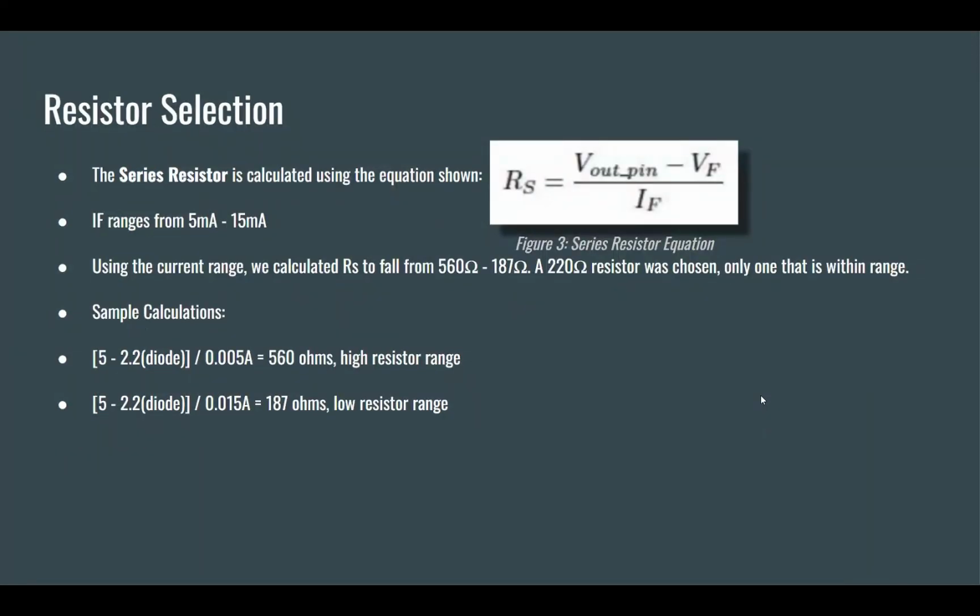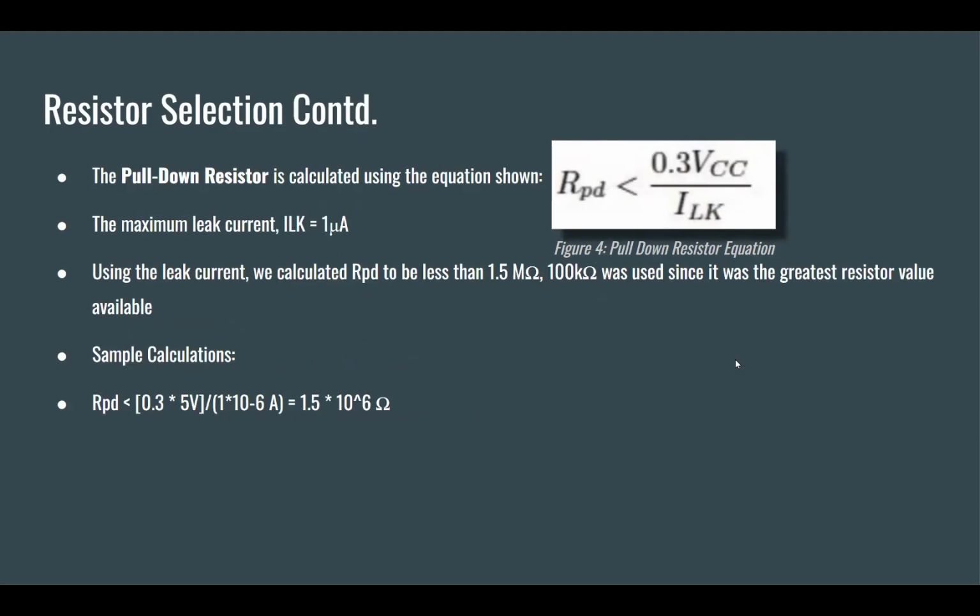Moving on to resistor selection. The series resistor was calculated with the following equation. The 220 ohm resistor was selected because that was the only resistor in our kit that fell within the range. Moving on to the pull-down resistor, it is calculated using the following inequality. We selected a 100,000 ohm resistor since that was the largest resistor value available to us.